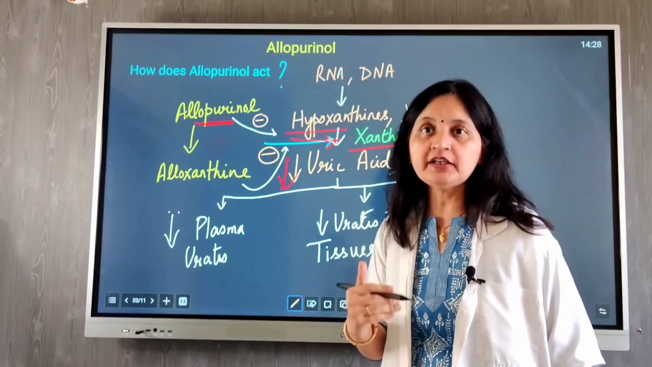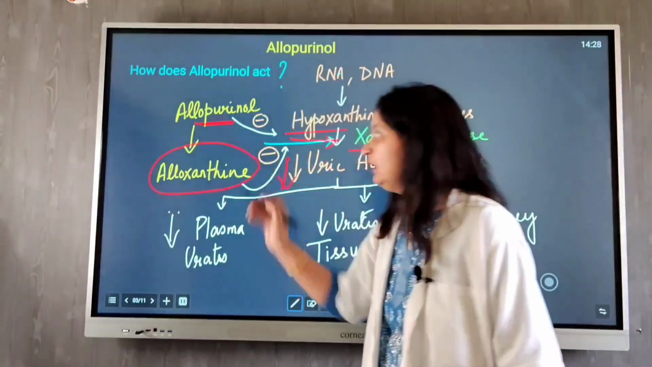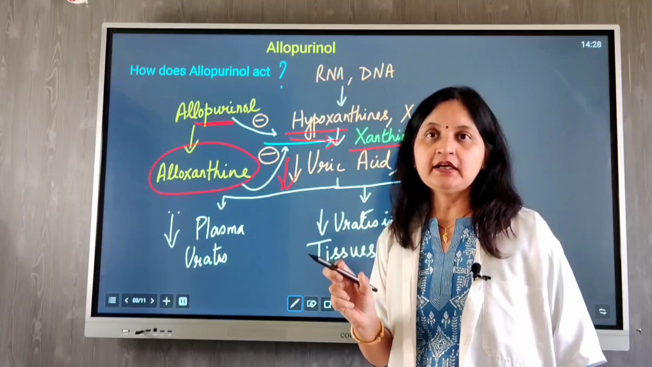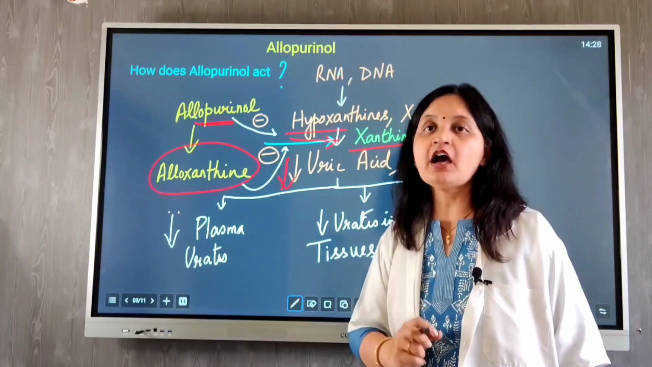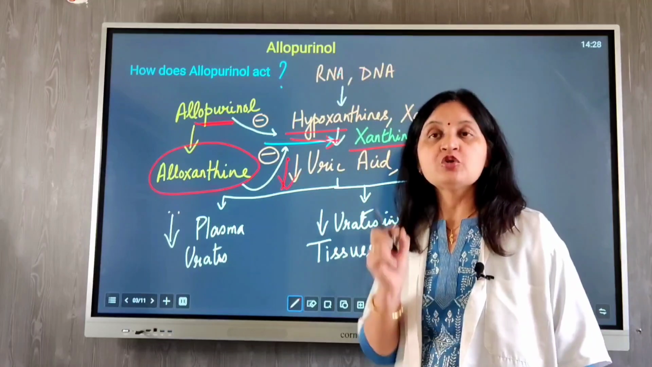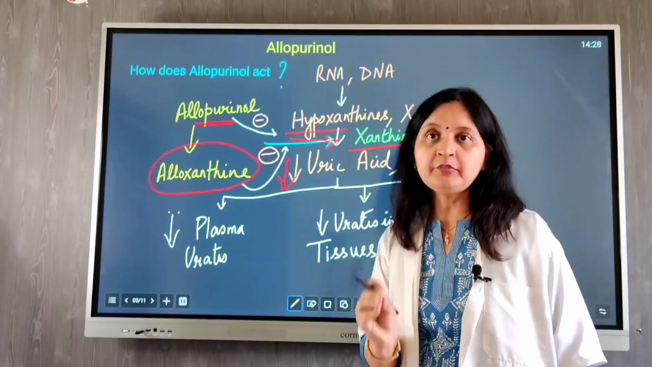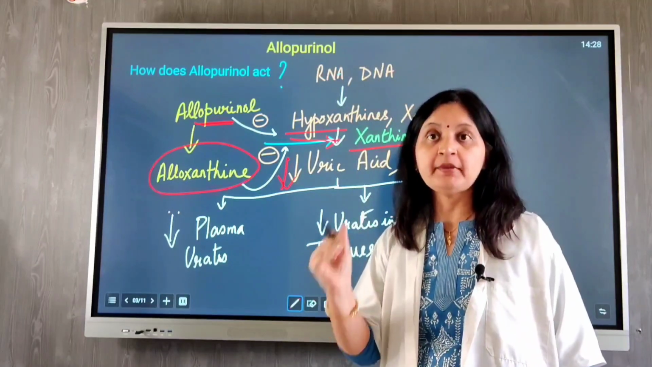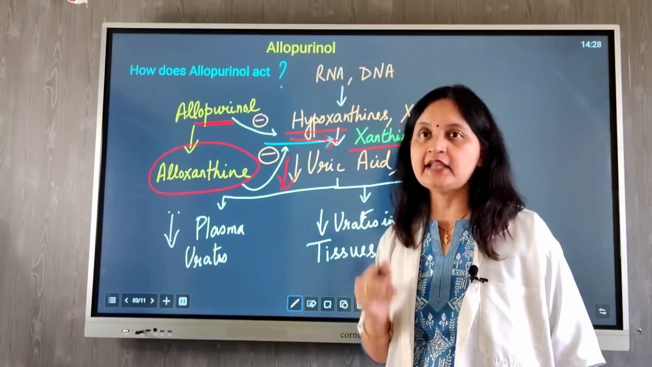It gets converted into a metabolite which is known as alloxanthine. Now alloxanthine is a non-competitive inhibitor of xanthine oxidase, and it is long acting. It has a half-life of 24 hours. So alloxanthine, a metabolite of allopurinol, is primarily responsible for inhibiting the xanthine oxidase enzyme, thereby decreasing the uric acid and controlling the uric acid levels.